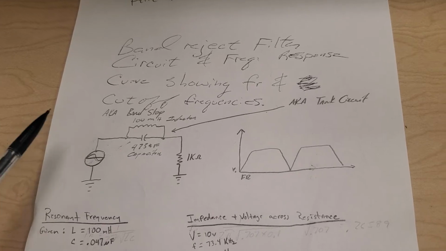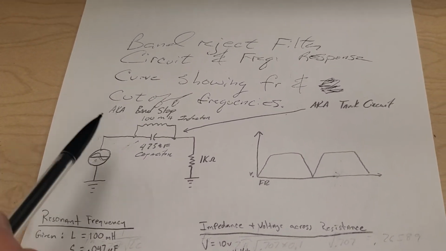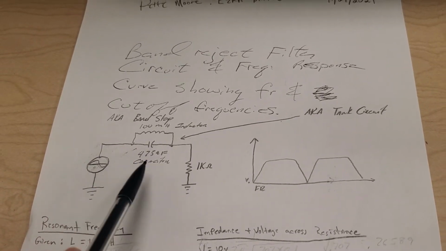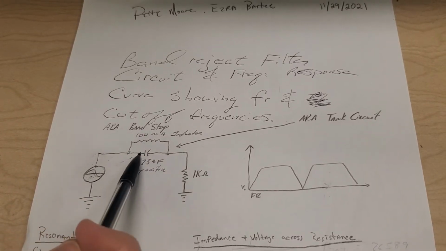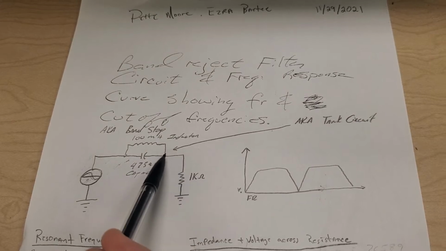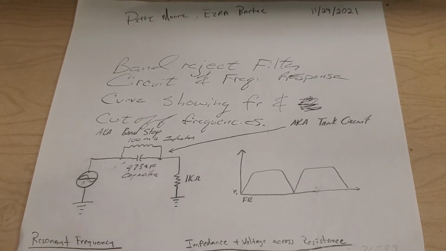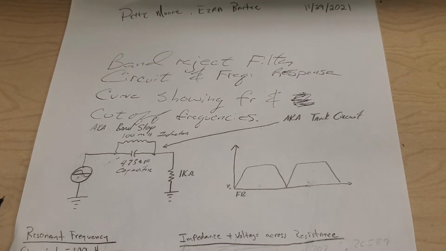This is our circuit diagram for the band reject filter. We have a function generator as our power source going to our 473 microfarad capacitor, and in parallel with a 100 microhenry inductor going to a 1k ohm resistor to ground. This is similar with frequency and voltage to what our pattern will look like.